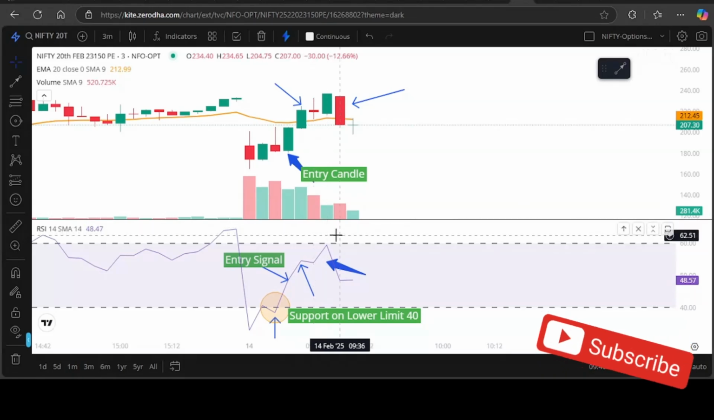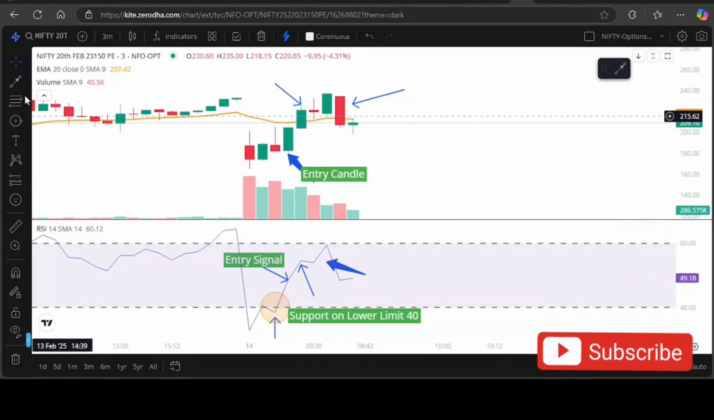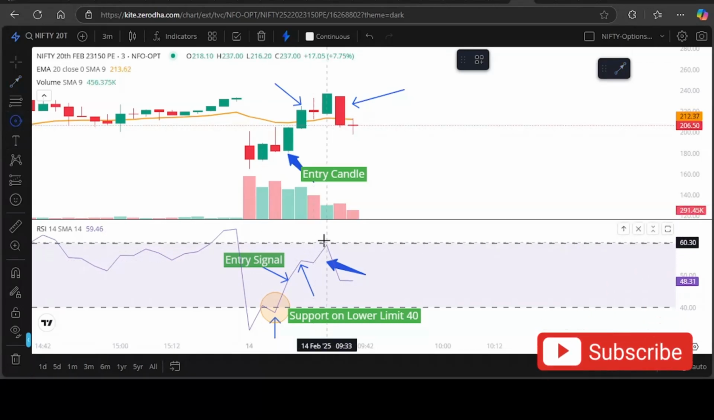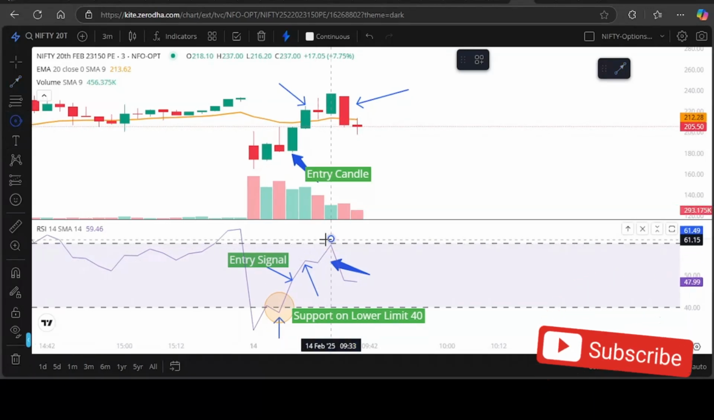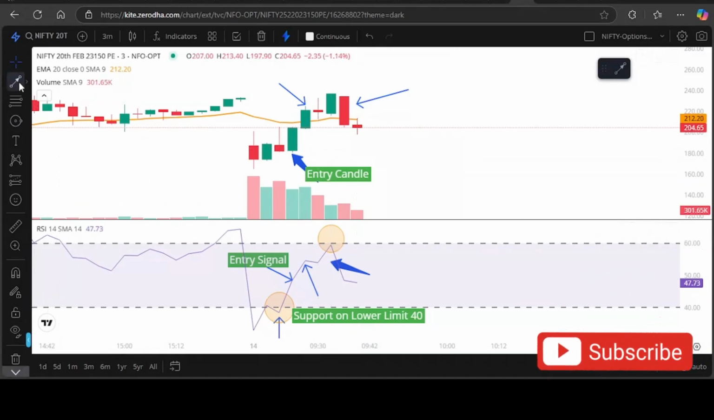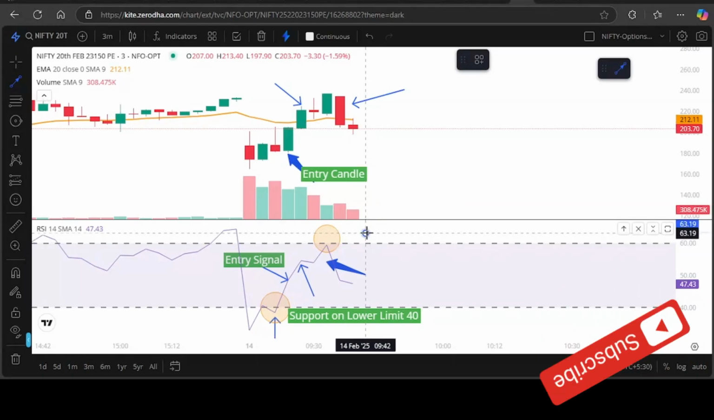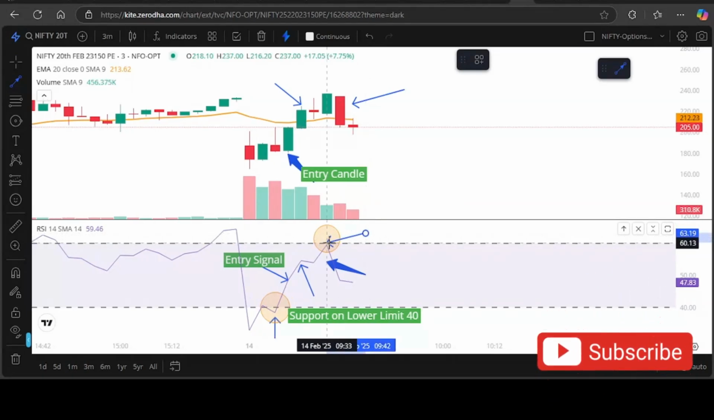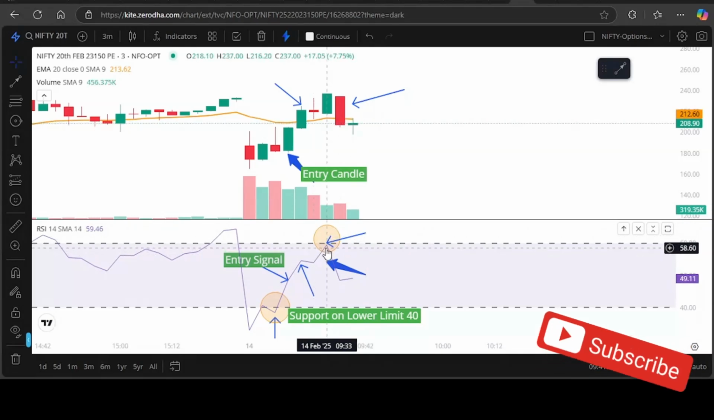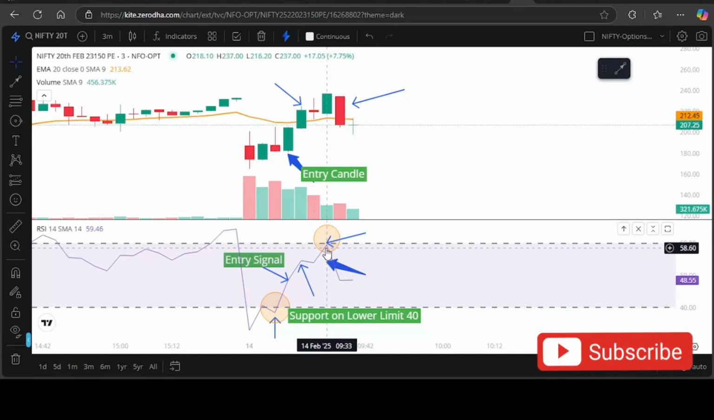Okay, before leaving the video, let me again show this to you. The perfect resistance of the day, a very beautiful resistance which I always look for. This perfect resistance on the upper limit 60.